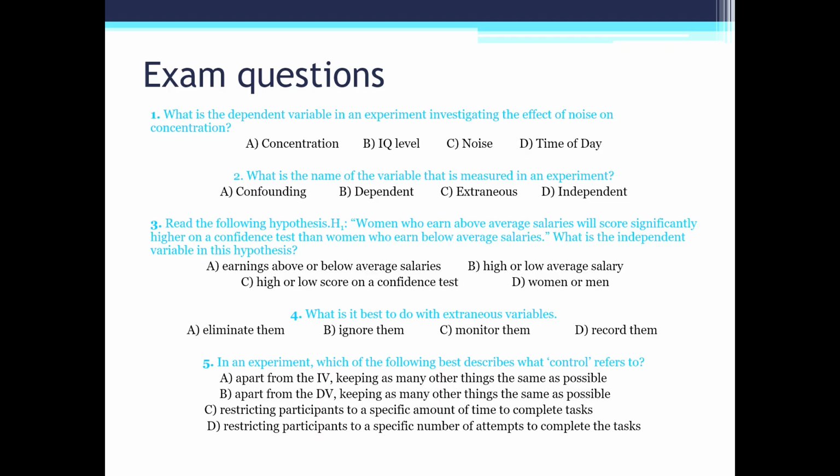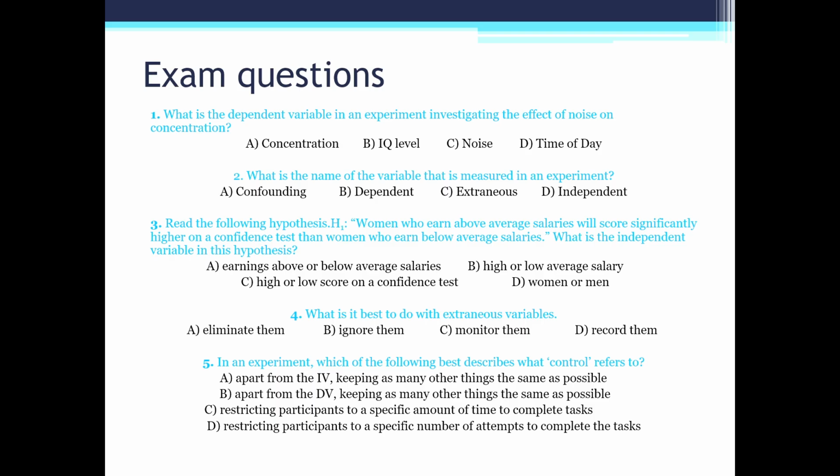So we're left with A and we're left with B. And if we look, it doesn't talk about high or low average salaries. It talks about above average and it talks about below average. So we've got to use the word in the question. So A is the correct answer for 3.